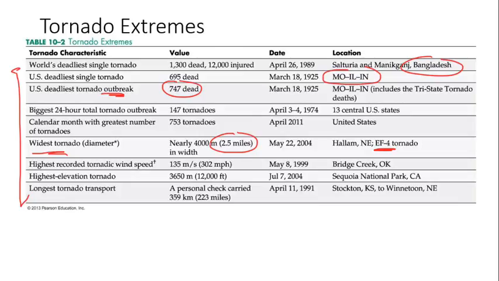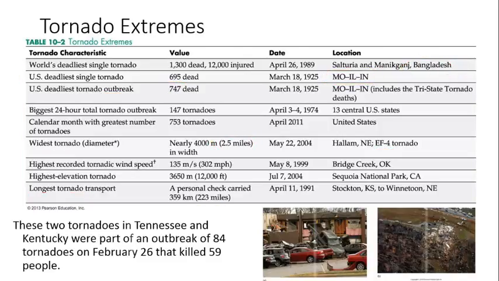Let's see, highest elevation. Oh, this is, I think, kind of interesting. You know how tornadoes pick up stuff and carry it down the road? Well, the farthest something was carried down the road, that something was a personal check, and it was carried 223 miles. So those are some statistics about tornado extremes.